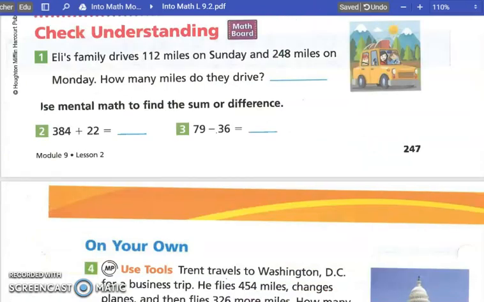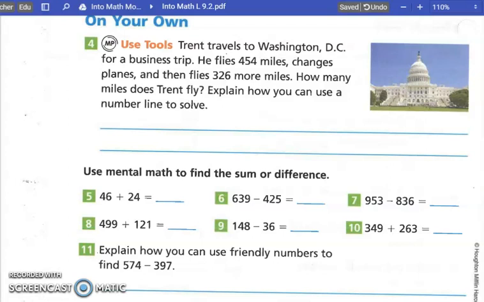Okay, I want everyone, even at home, to go ahead and try to check your understanding on your own. I do want you to try and do it some kind of mental way. Okay? If you can't, then you can't. You can always try it mentally and then write it down. Okay, this is on your own for module 9, lesson 2. We're on page 248. It says use tools. Trent travels to Washington, D.C. for a business trip. He flies 454 miles, changes planes, and then flies 326 more miles. How many miles does Trent fly?